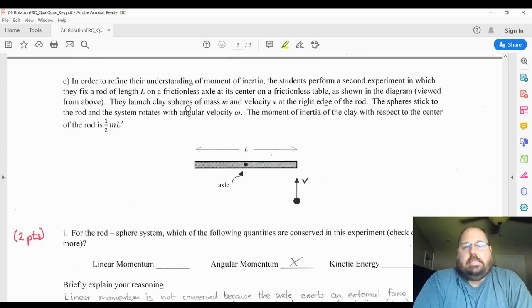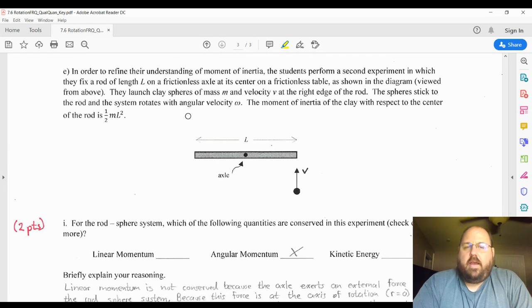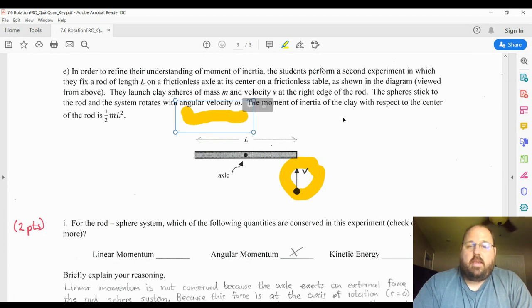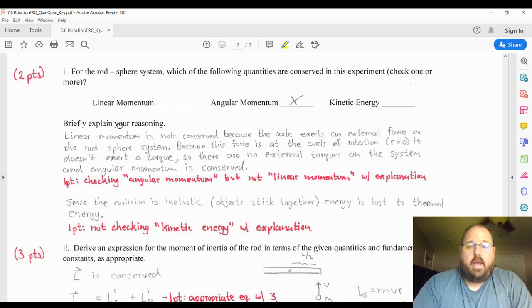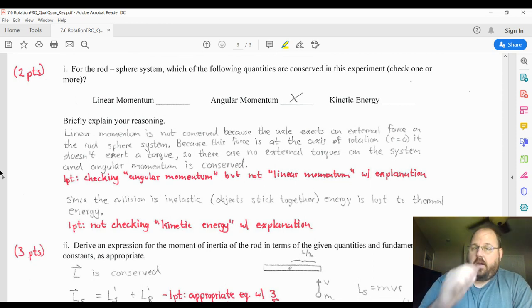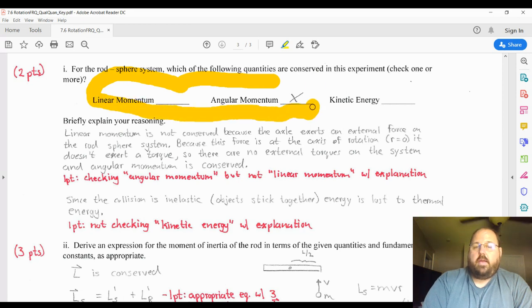All right, part E. It's getting long. In order to refine their understanding, they now take a rod and they fix it in the center, and then they launch clay spheres, which I think that's what these are supposed to be, so that they hit the right edge of the rod, and then afterwards they rotate with angular velocity omega. And we're given the moment of inertia of the clay with respect to the rod. So first of all, we're asked which of those things are conserved in the experiment. So we should have checked angular momentum and not linear momentum.